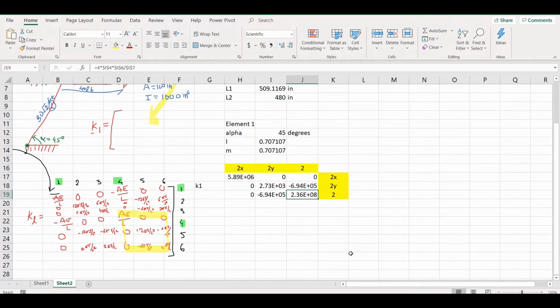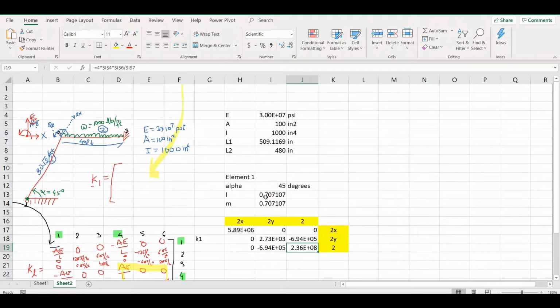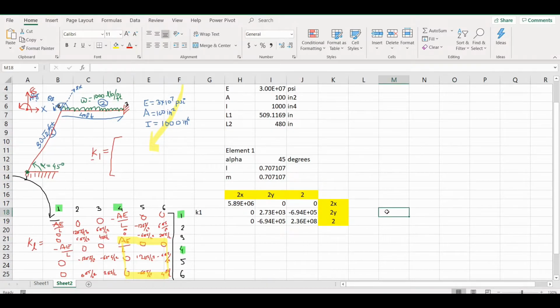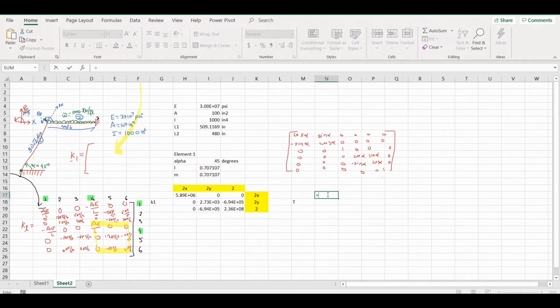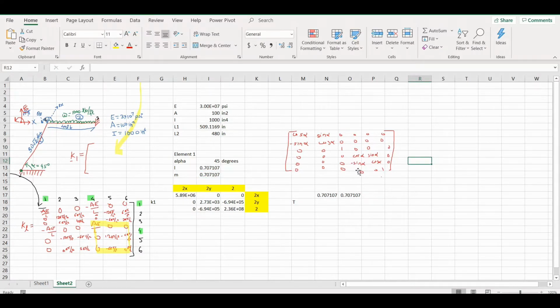Now this is our local matrix. Let's form the transformation matrix T. It will be cos alpha, that equals to L, M. For this case, we'll be looking into this 3 by 3 matrix here. That's cos, that's sine, this will be 0, so minus sine, cos, 0, 0, 0, and 1. Now this is our transformation matrix.